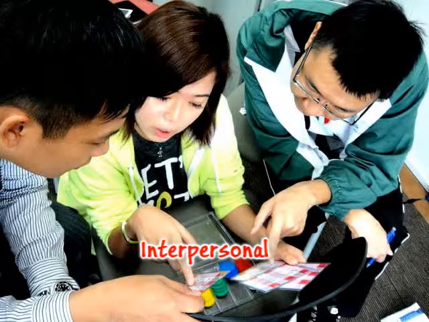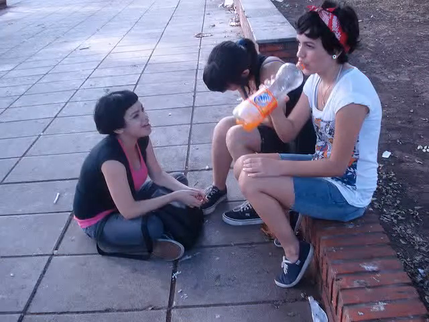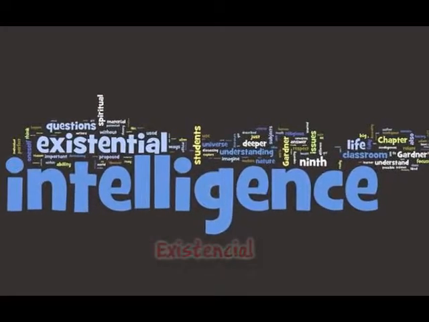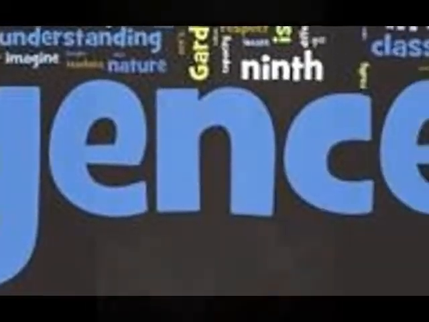Interpersonal intelligence, the ability to understand other people. It's an ability we all need, but it's especially important for teachers, clinicians, salespeople, or politicians, anybody who deals with other people. Existential intelligence, the ability and proclivity to pose and ponder questions about life, death, and ultimate realities.